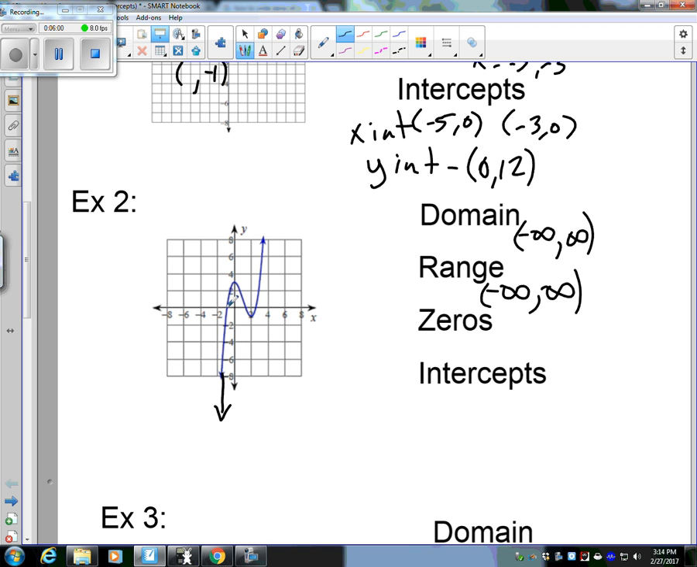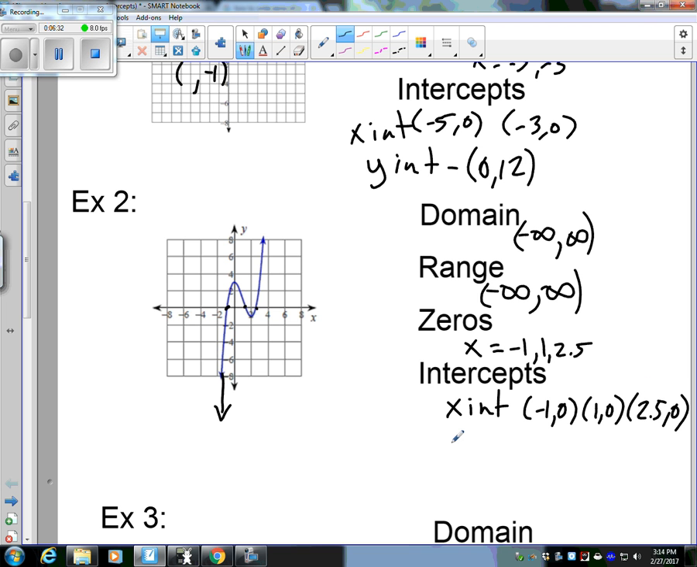Let's kind of estimate them. That one looks like it's kind of at -1. We'll say 1 and 2.5. So we got x equals -1, 1, and 2.5. I estimated those, so in class don't be alarmed if you have to estimate. X-intercepts: (-1, 0), (1, 0), and (2.5, 0).